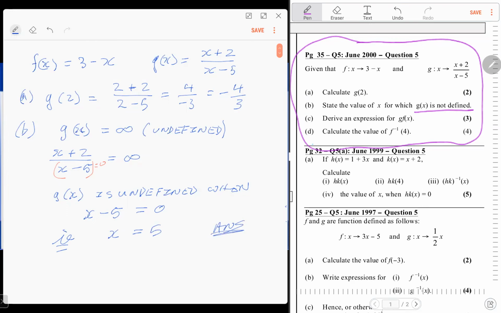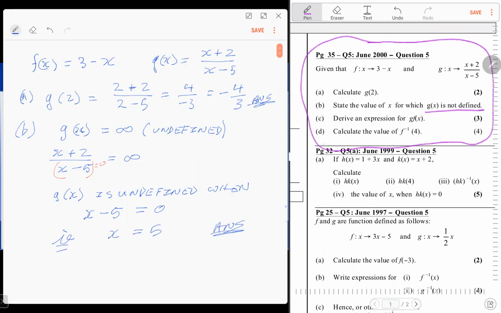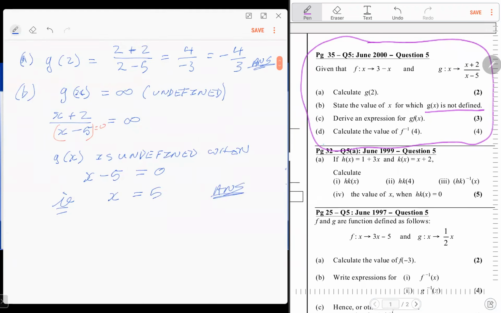It's easy as that. This was the answer for part A up here, and that is the answer for part B right there. All right, so that was the undefined business. If they wanted when g of x is equal to 0, let's say they put in another part, which I didn't ask you, that is when x plus 2 divided by x minus 5 is equal to 0.